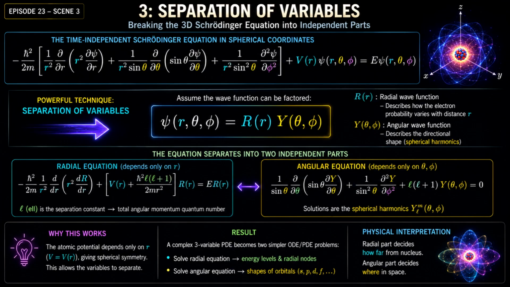scales outward in space. The second term, capital Y of theta, phi, represents the angular wave function, also known as the spherical harmonics. This mathematical separation allows us to break a highly complex multivariable problem into smaller, independent equations that can be solved systematically by applying boundary conditions.